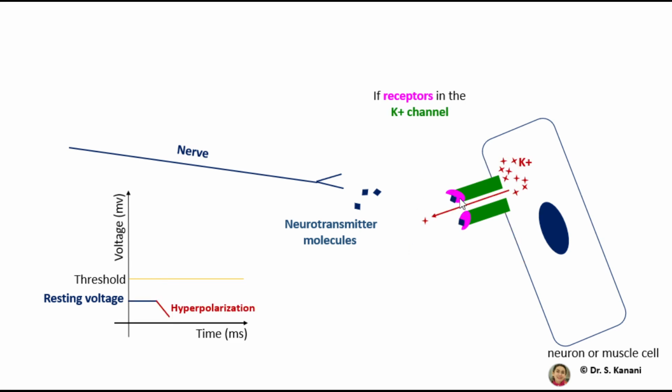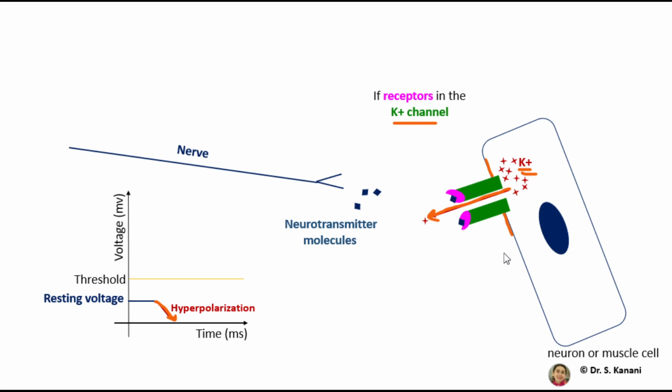One scenario is if the receptors are part of a potassium ion channel. When the neurotransmitter binds, the potassium ion channel opens, and since we have a higher concentration of potassium ion inside the cell, this ion starts flowing out, and that leads to hyperpolarization of the cell. When we follow the voltage in the membrane of the cell, we notice that the voltage starts moving farther away from threshold. That simply means the cell is inhibited.